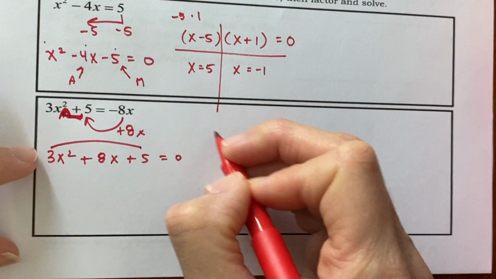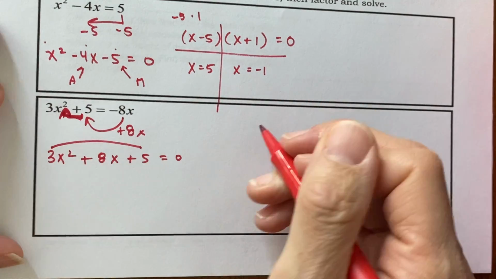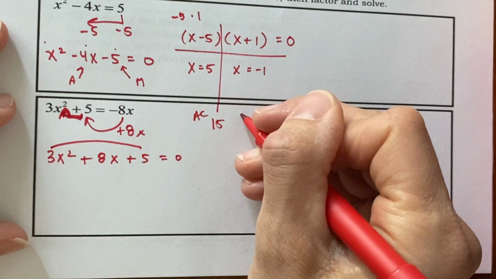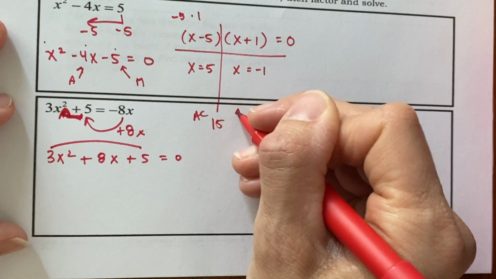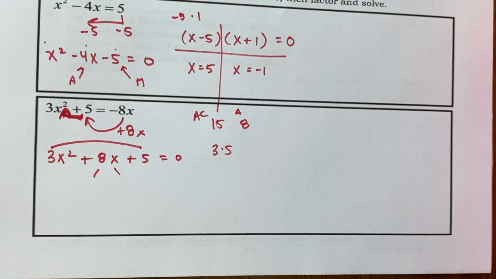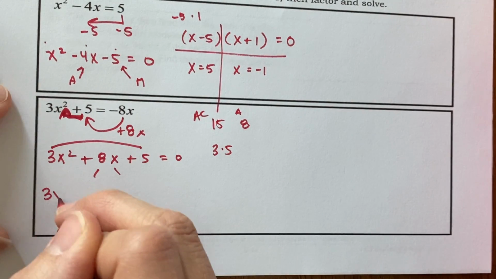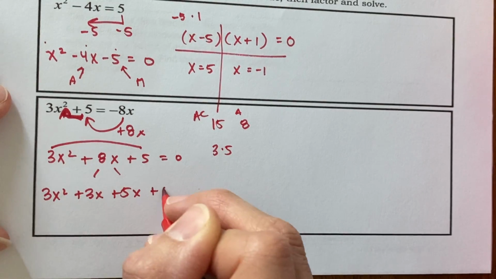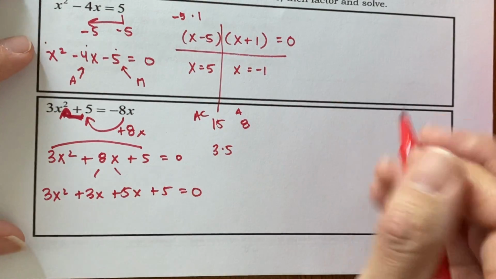So 3 times 5, this is AC, remember, because A is greater than 1. So AC is 15. I need numbers that multiply to 15 and add to 8. So it'll be 3 and 5. So split up the 8: 3x squared plus 3x plus 5x plus 5 equals 0.